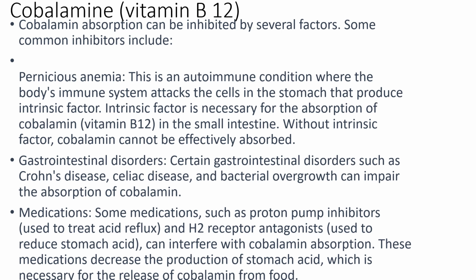Certain GI disorders like Crohn's disease, celiac disease, and bacterial overgrowth can impair the absorption of cobalamin. And some medications, like proton pump inhibitors such as omeprazole, which are used to treat acid reflux, and H2 receptor antagonists, used to reduce stomach acid, can interfere with cobalamin absorption. These medications decrease the production of stomach acid, which is important for the release of cobalamin from the food.